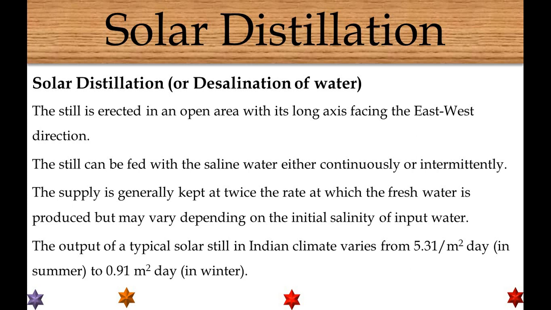The still is erected in an open area with its long axis facing the east-west direction. The still can be fed with the saline water either continuously or intermittently. The supply is generally kept at twice the rate at which the fresh water is produced, but may vary depending on the initial salinity of input water. The output of a typical solar still in Indian climate varies from 5.3 liters per meter square per day in summer to 0.9 liters per meter square per day in winter.